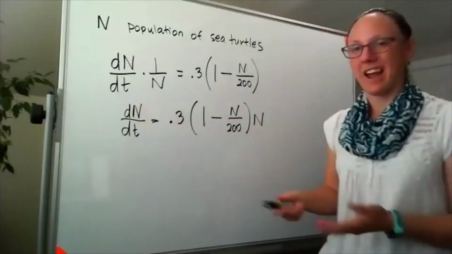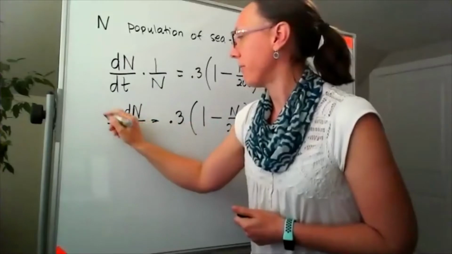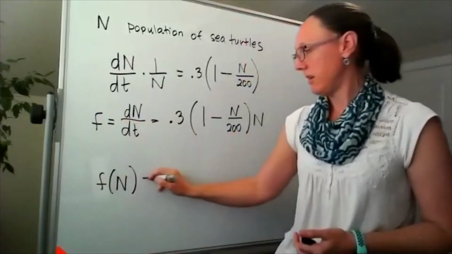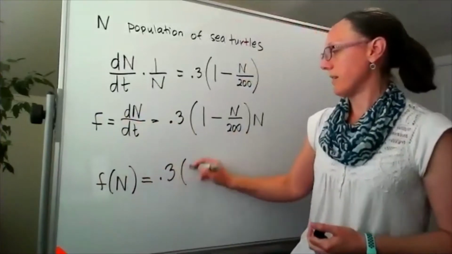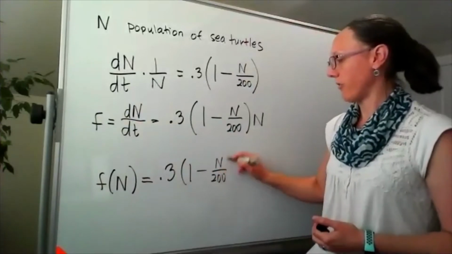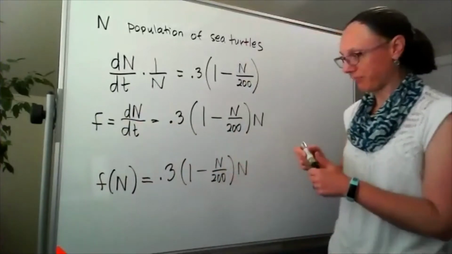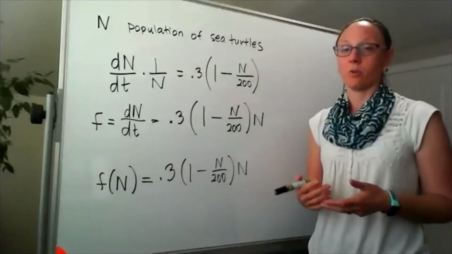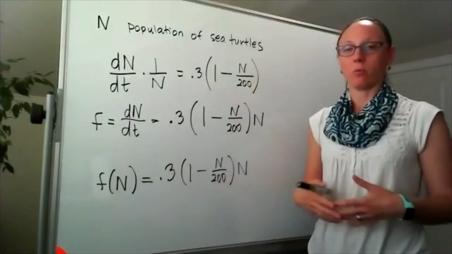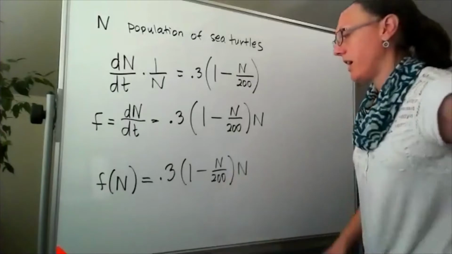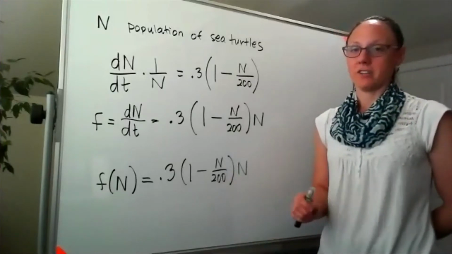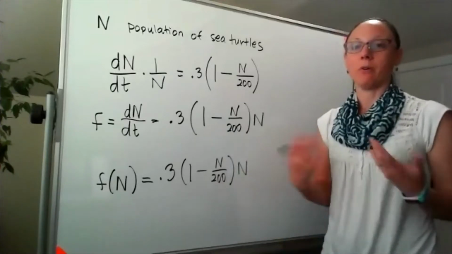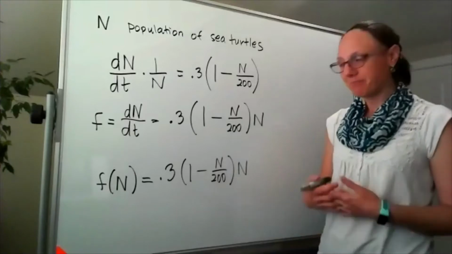Meaning dn dt is kind of like our function. This is our f. And it's a function of the population n. 0.3 times 1 minus n over 200 times n. Now I said that we were introduced to the logistic growth equation back in 17a when we were talking about recursively defined growth. And one of the things that we talked about in that context was, and there are a couple of different phrases for it, but we might have been talking about equilibrium values or fixed points.